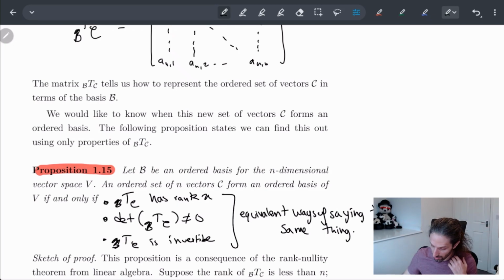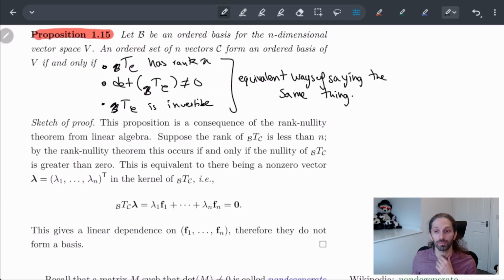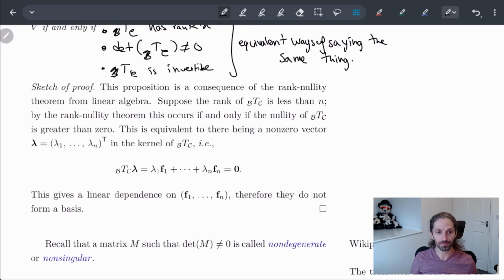There's a sketch of the proof if you want to see it. As mentioned, we're probably not going to go too much into them. In essence, this comes as a consequence of the rank nullity theorem from linear algebra. So this is very dependent on rank nullity. If your rank is less than n, you're going to have some row that's linearly dependent on something else, and so you're going to end up having problems. This is basically what this is talking about. So you're going to get a linear dependence.